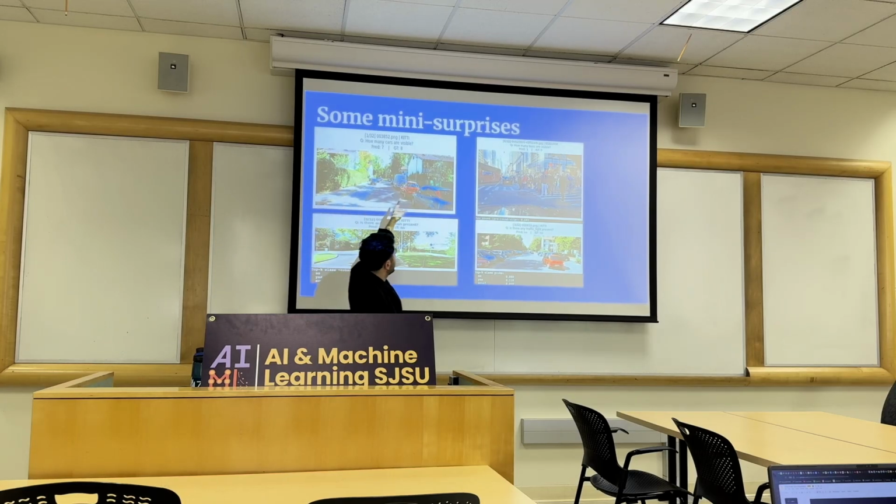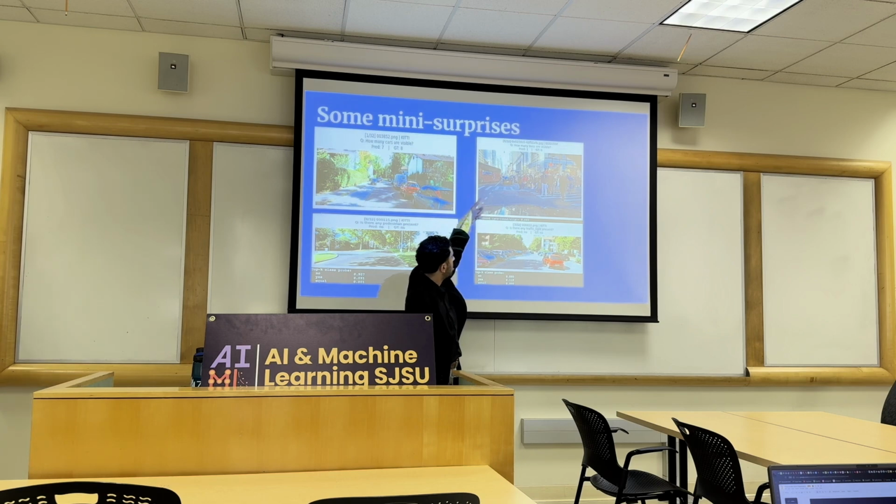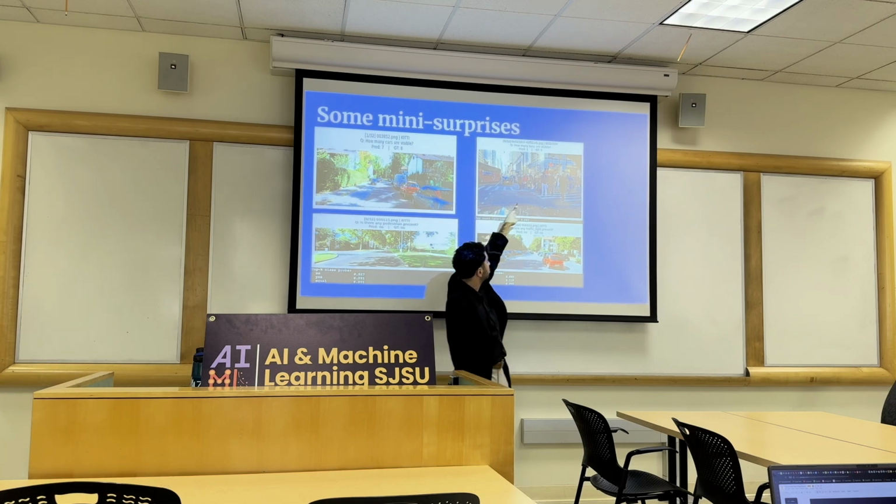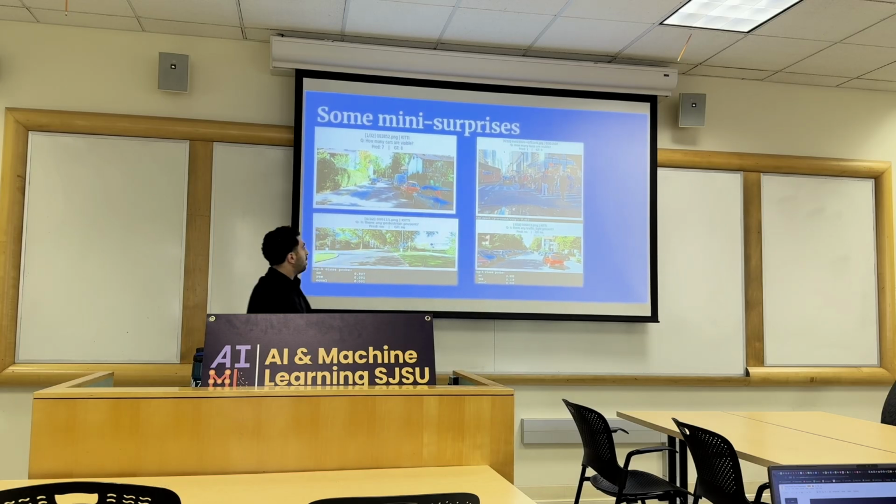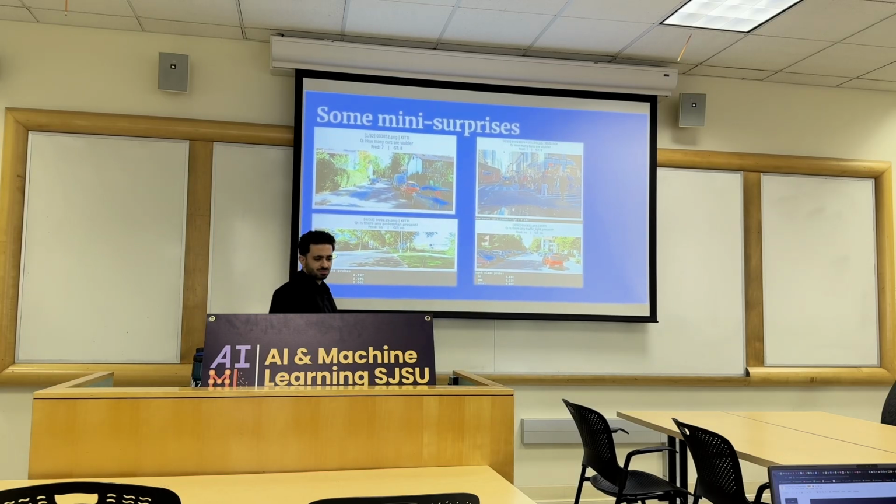The prediction was 7, the ground truth is 8. How many buses are visible? Our prediction is 1, the ground truth was 0. But what do you see over here? You see a plus, and so on. So with that, there were some pleasant surprises.